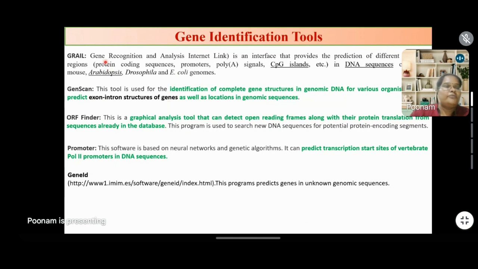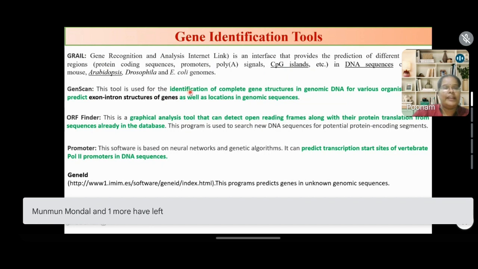As far as GRAIL is concerned, it can help you identify promoter sequences, polyA sequences, and CpG islands on prokaryotic cells. Then, CpG islands which are present in the Drosophila genome and E. coli genome can be deciphered from GRAIL.